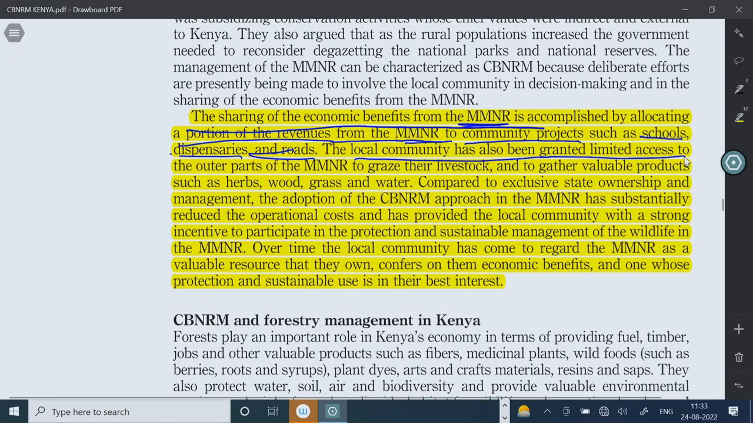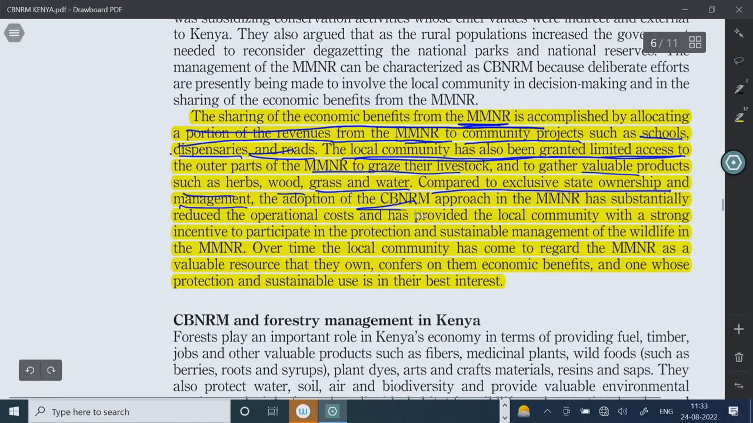You can also give a little bit of access to the local community to various parts of this national reserve, allow them to graze their animals in some designated places, and also allow them to gather valuable products such as herbs, wood, grass, and water with a little bit of regulation and restriction, but don't stop them totally.